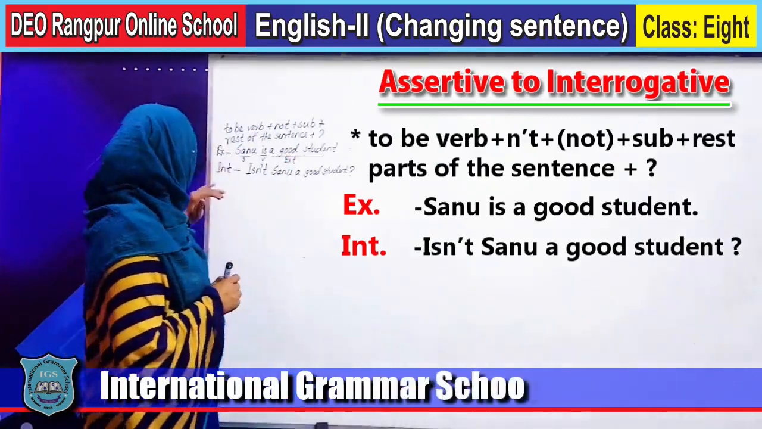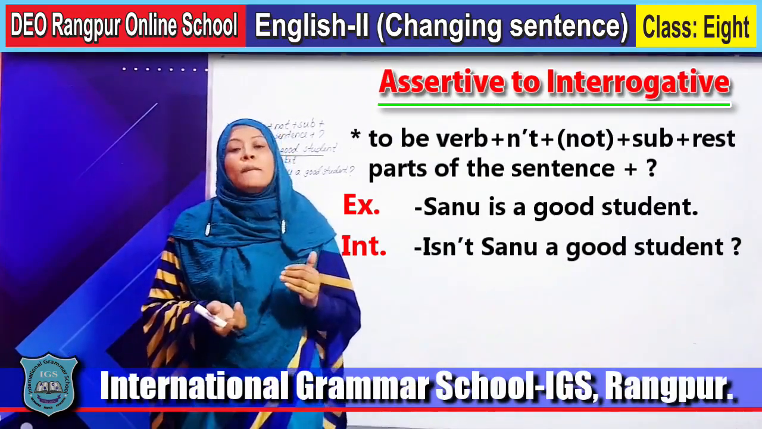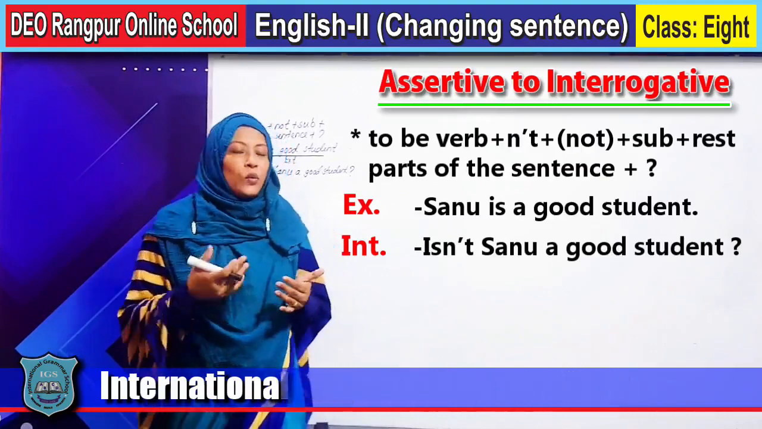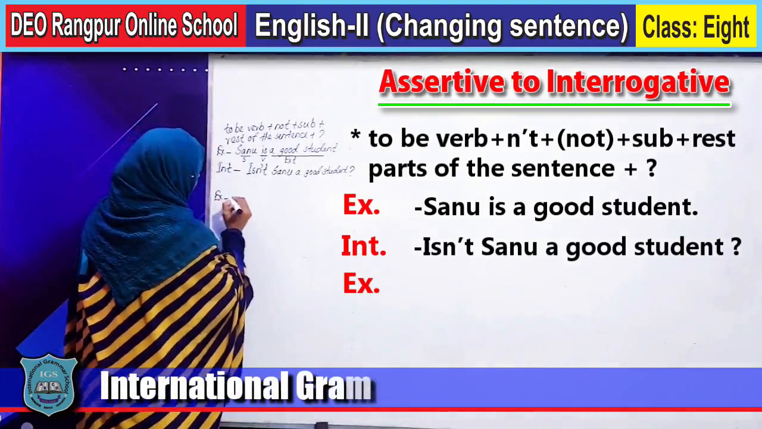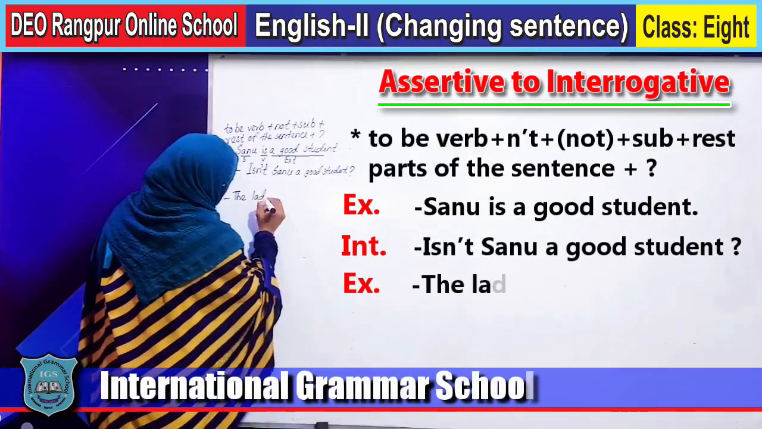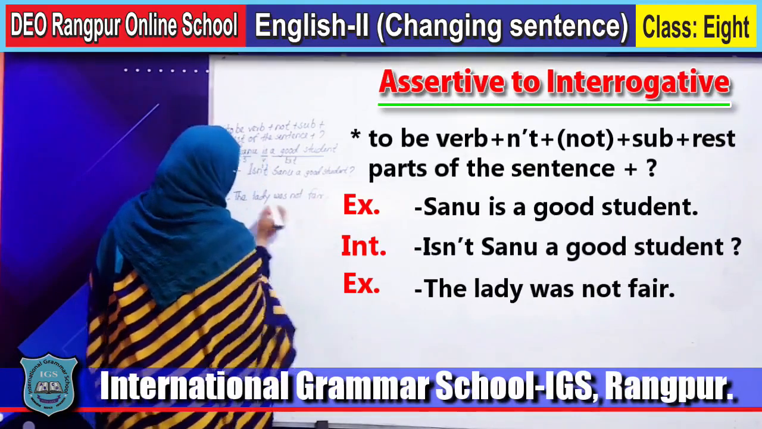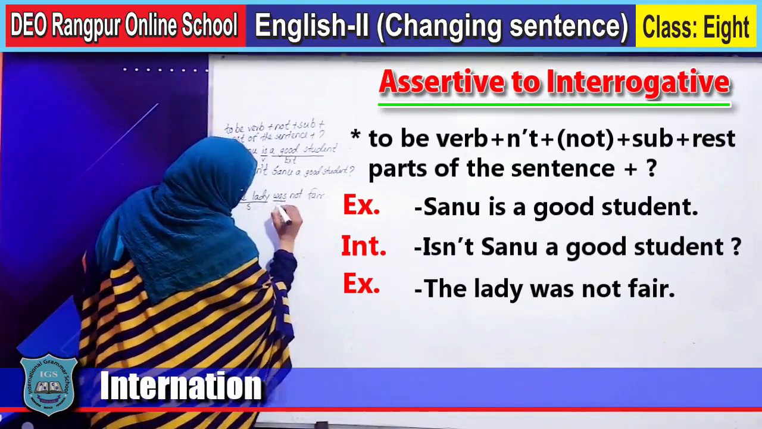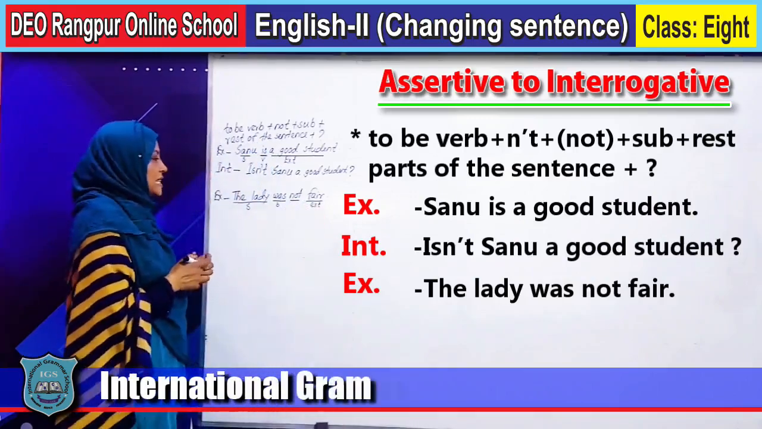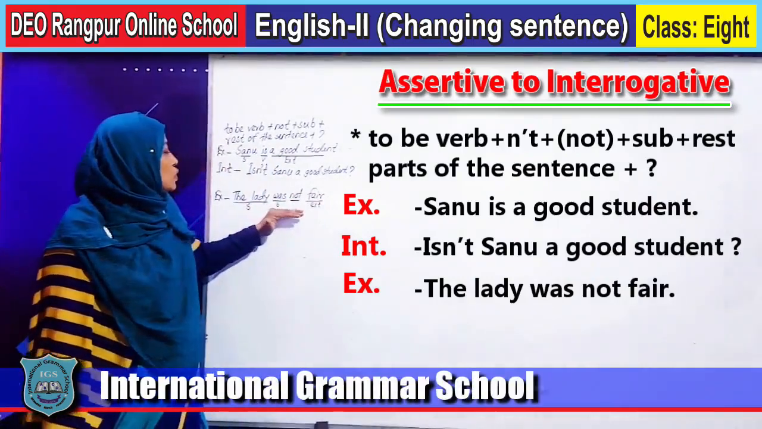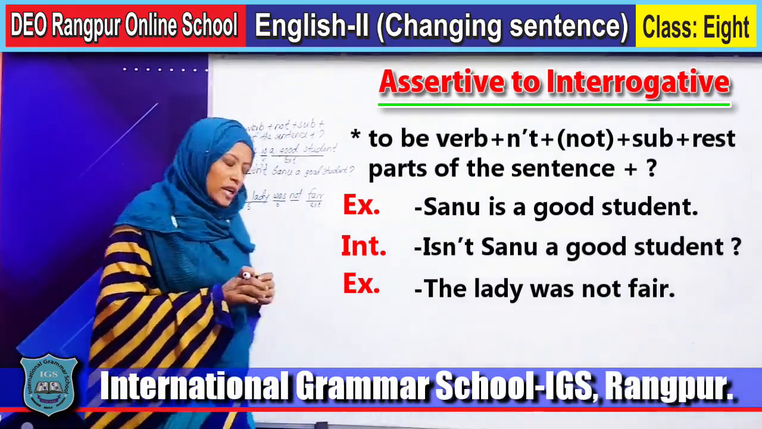Let's come to rule 2. In rule 2, if the sentence is negative, then we have to omit the negative particle when we change the assertive sentence into interrogative. Let's see an example. The lady does not fear the river. Here the lady is the subject, does is the auxiliary, fear is the extension, and not is the negative word. According to the rule, we will have to omit not when we change this assertive sentence into interrogative.